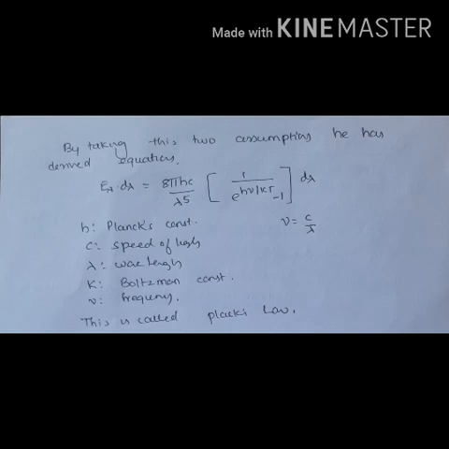By taking these two assumptions, he derived one equation: E lambda d lambda equals 8 pi hc divided by lambda raised to 5, times 1 over e raised to h mu by kT minus 1, times d lambda. In that, h is Planck's constant, c is the speed of light, lambda is the wavelength, and kT is the Boltzmann constant times absolute temperature. And this law holds good for the entire wavelength range, shorter wavelength and longer wavelength, or the entire spectrum.